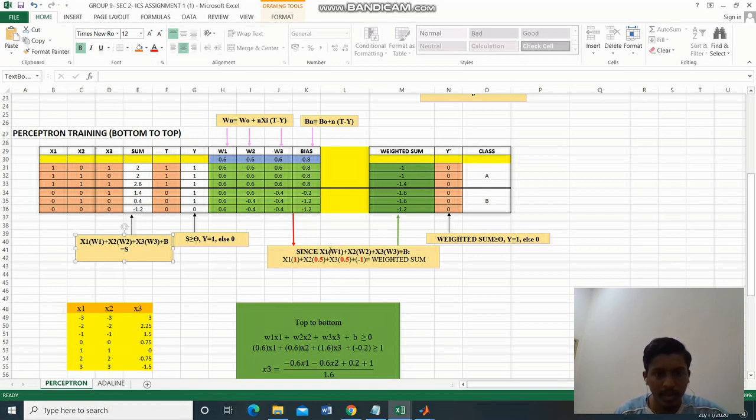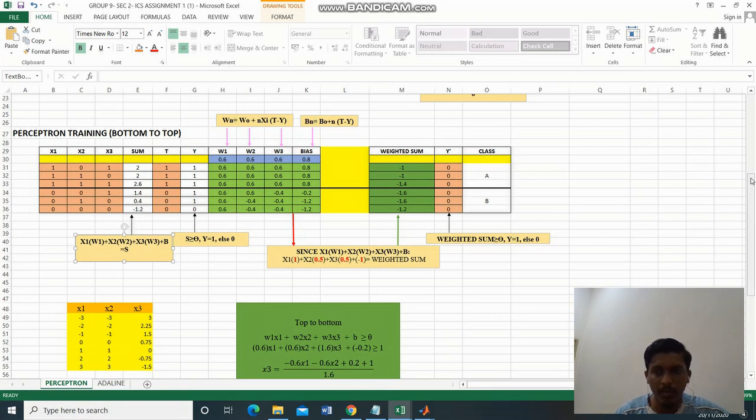Since it is x1 w1 plus x2 w2 plus x3 w3 plus bias, the formula for the weighted sum is x1 with the value that we take. Next is y prime, same as the y: if the weighted sum is more than or equal to theta, y equals 1, else it will be 0.